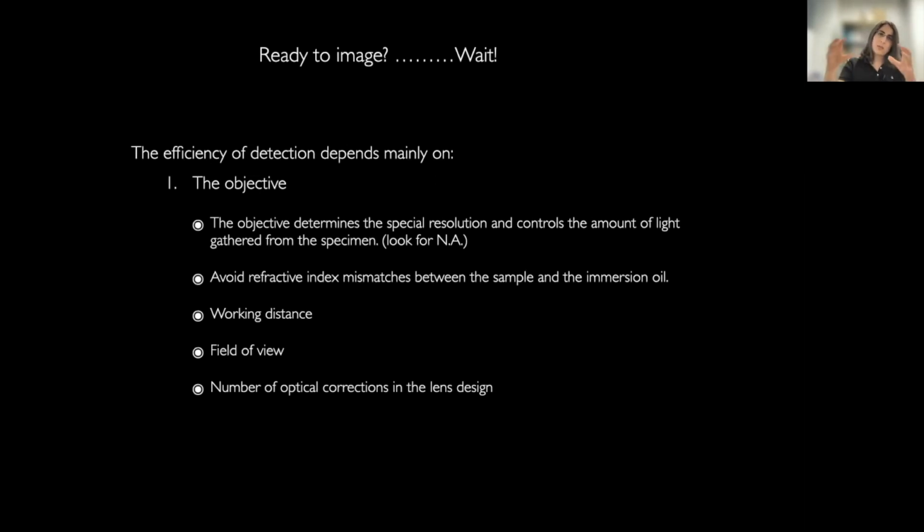When you put media on top and you have your cell inside, you have a number of different immersion objectives. For instance, apart from the oil, unless your sample is right at the cover glass level, you would want to opt for something else or change the refractive index of the immersion oil that you're using. You have the options of also water, silicone, and glycerin. You want to also consider the working distance, field of view, and number of optical corrections in the lens design.